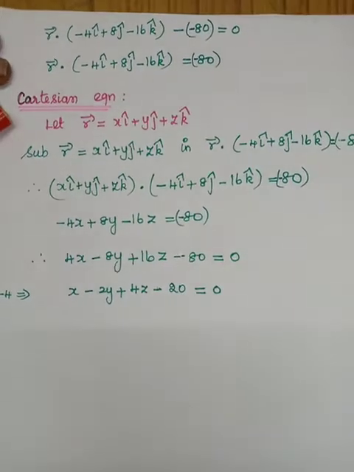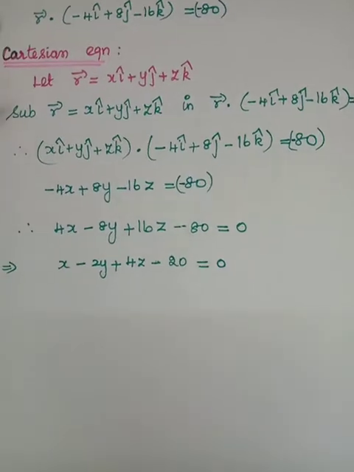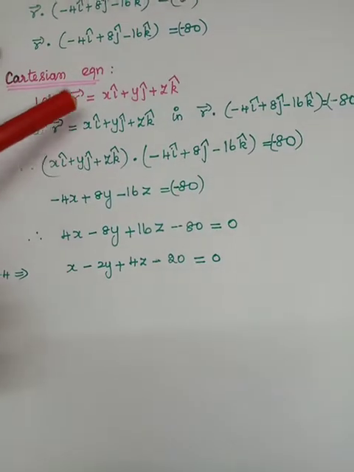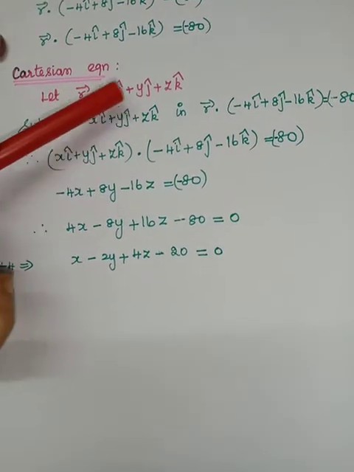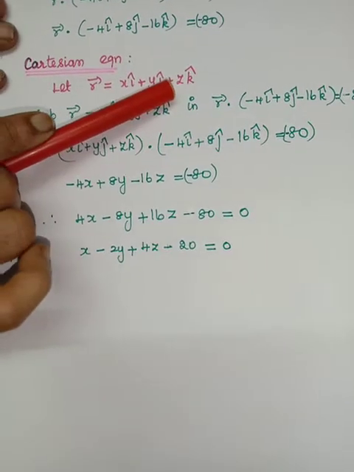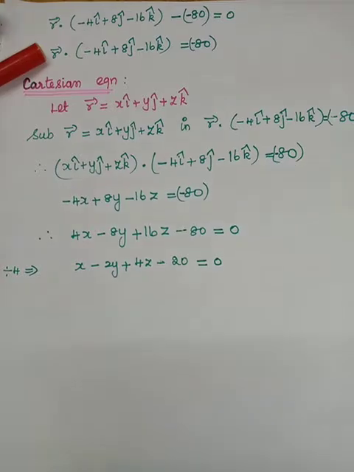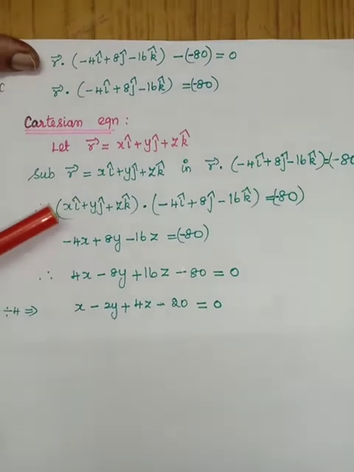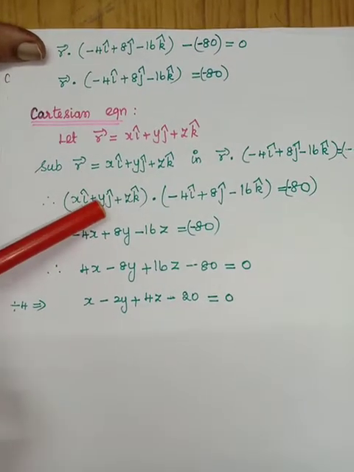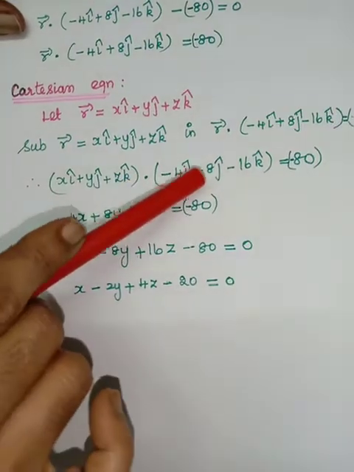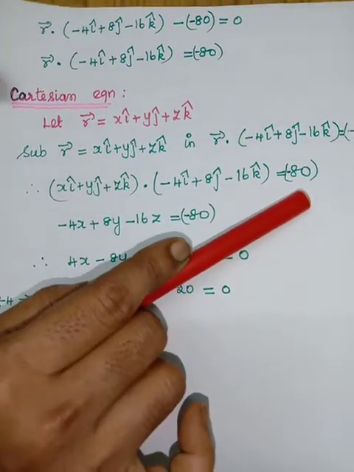Now what is also asked? Cartesian equation. To find the Cartesian equation, you have to substitute R vector as xi cap plus yj cap plus zk cap. So R vector can be written as xi cap plus yj cap plus zk cap dot this vector is equal to minus 80.